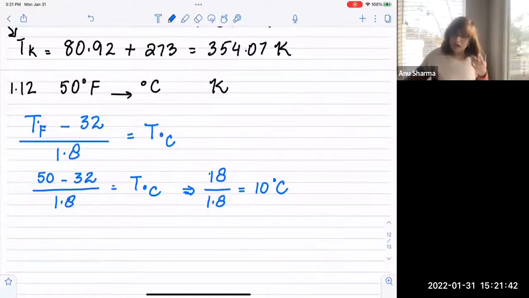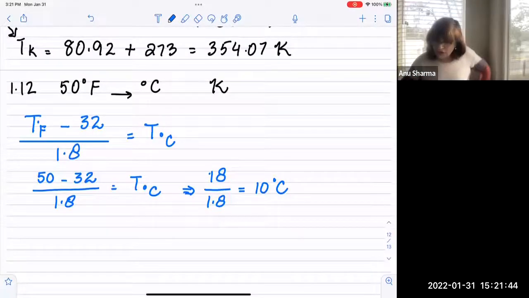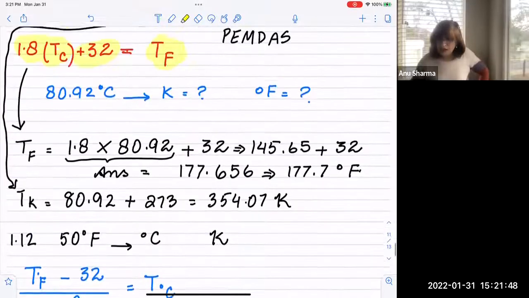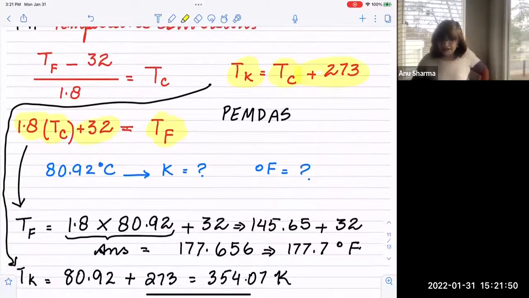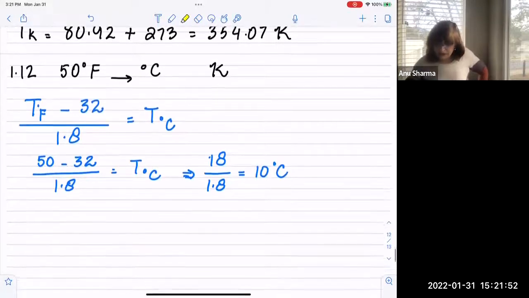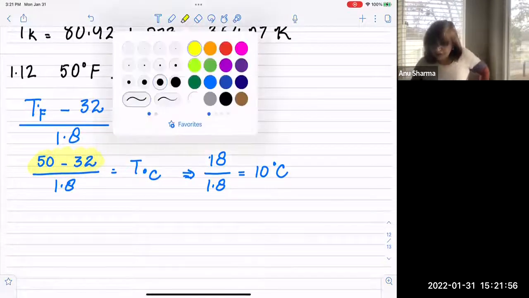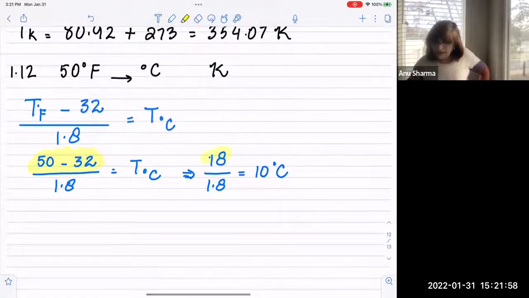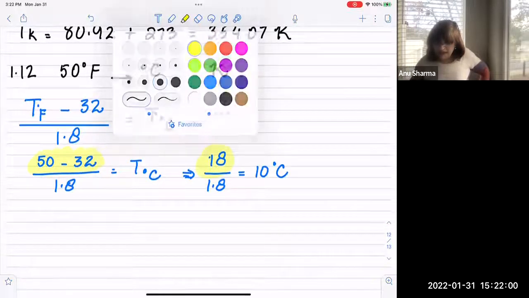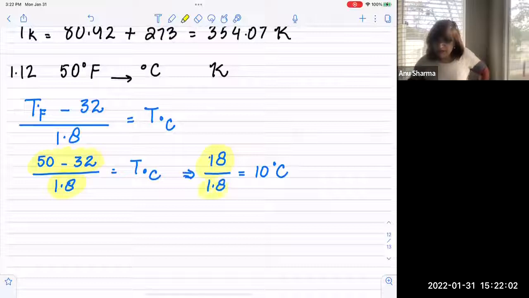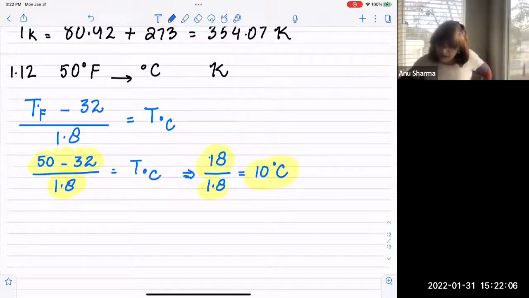Although PEMDAS says the divisions come first and then the addition and subtraction, because this is part of the numerator, you do this first. So that gives you 18. Then you divide by 1.8 and that gives you 10 degrees Celsius. That's the answer. So that's one part.